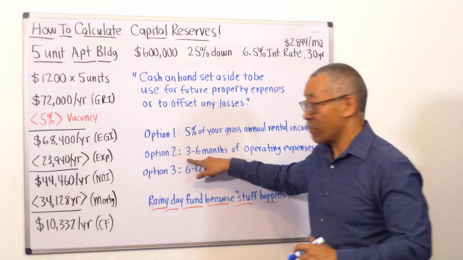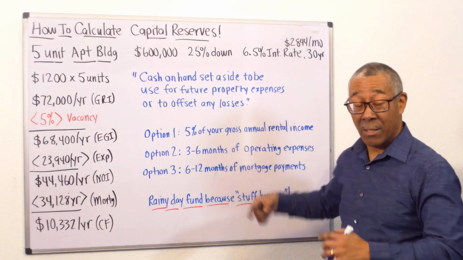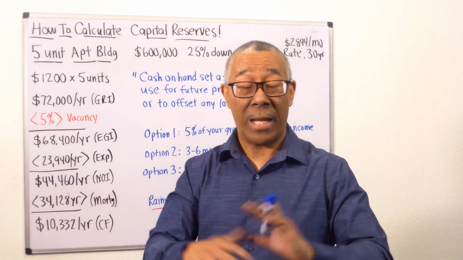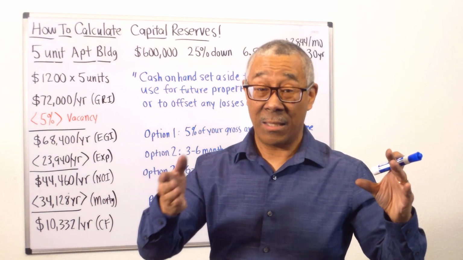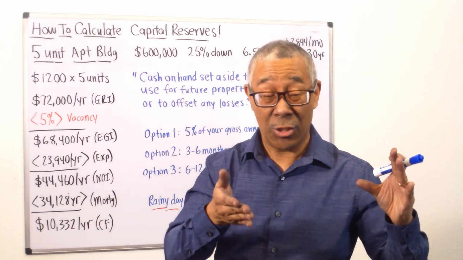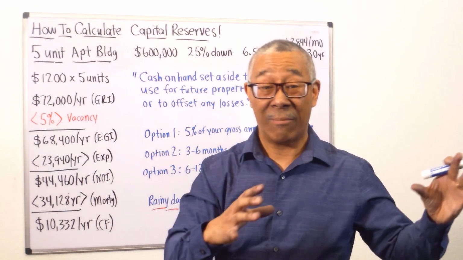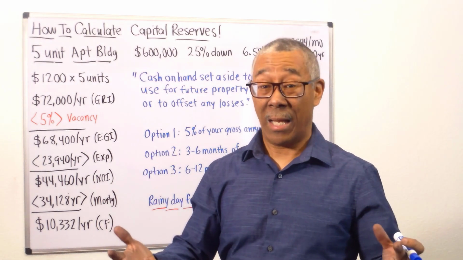Here's the second option, is to save up 3 to 6 months of operating expenses. Okay, so taxes, insurance, property management, utilities, all that stuff. If you can, calculate that on a yearly basis and divide it by 2, right? You can have 6 months of operating expenses saved up. Again, just a smart thing to do so you can sleep well at night, just in case something happens, okay?